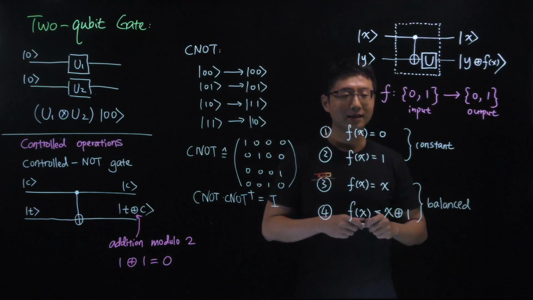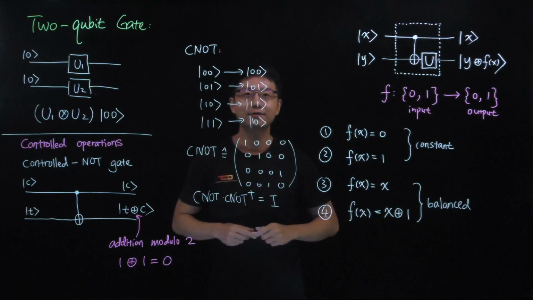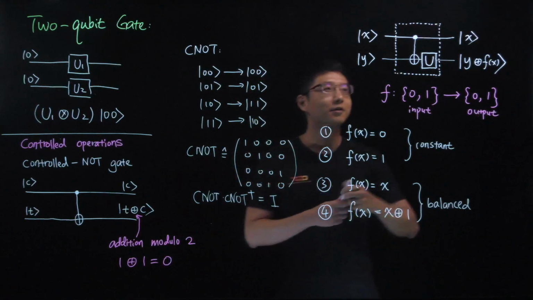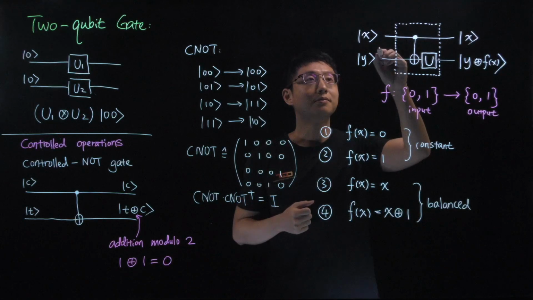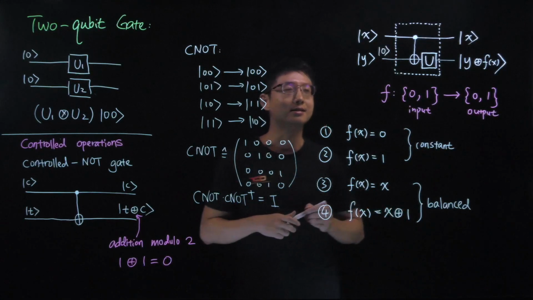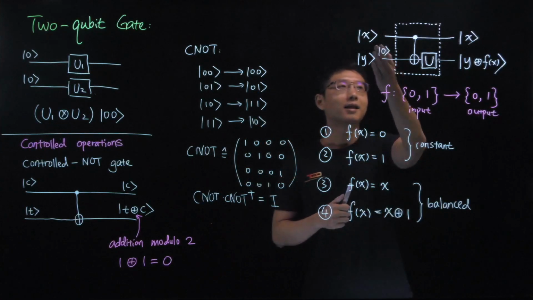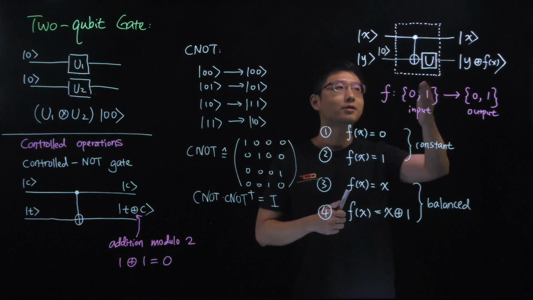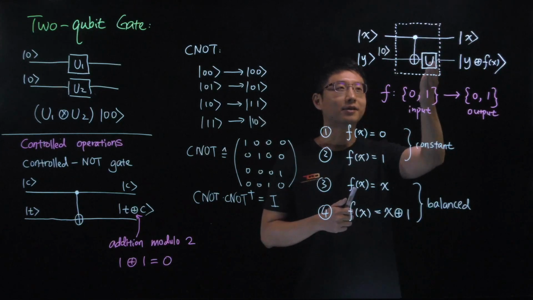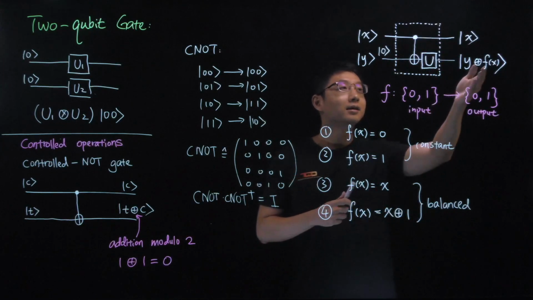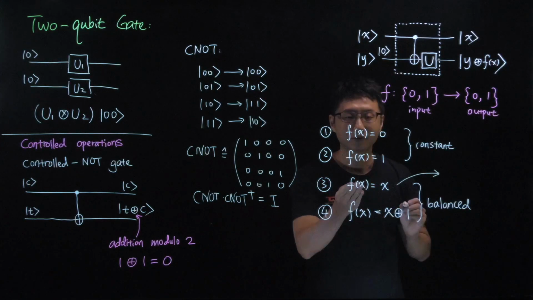The CNOT gate can be used to evaluate the functions of the balanced type. Let's find out how. So looking at this circuit, first, let me assume that the y is initialized in the 0 state, so the target is put as 0. Then, after going through the circuit, we have y plus f of x for the CNOT gate if the U is the identity.